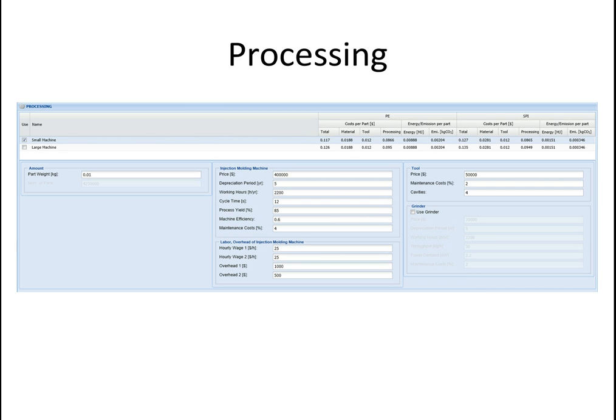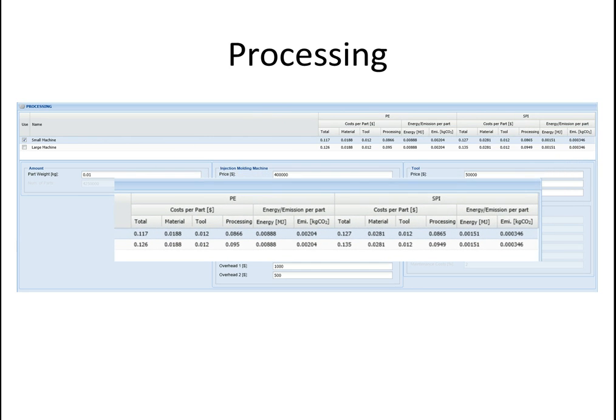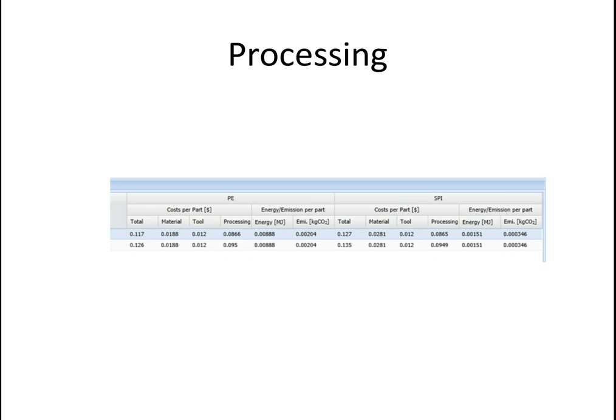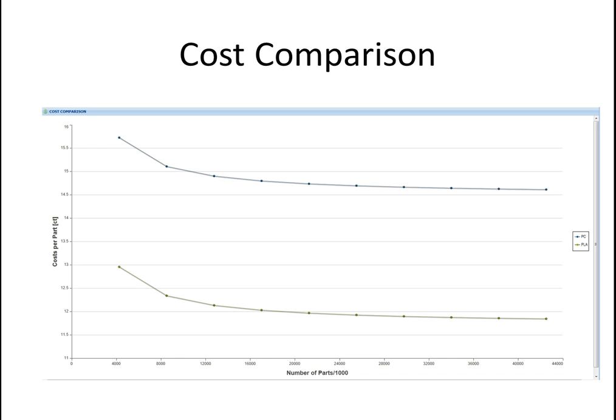In the upper right hand of the processing page, it is possible to see the costs, emissions, and energy to produce the parts for the two materials. This allows you to compare these impacts up to and including manufacturing. For example, at this point, these values correspond to the energy, costs, and emissions to acquire the raw materials, produce the plastic, and process the plastic into a product. The costs comparison page provides information of the costs to produce as a function of the number of parts produced.